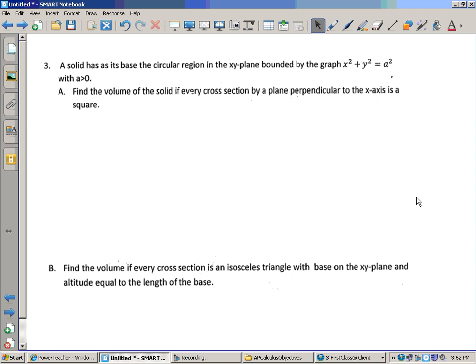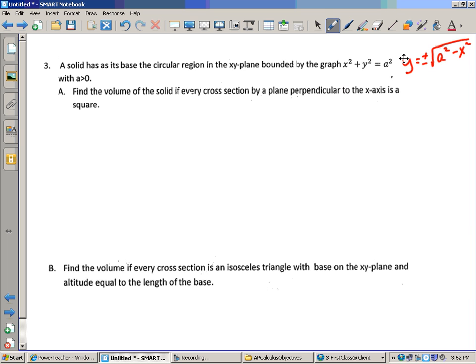Here's a look at a second cross-section volume problem. The solid has its base as a circular region in the xy plane, given by the equation x squared plus y squared equals a squared. The first thing I'll recognize is that x squared plus y squared equals a squared is a circle with a radius of a. So we know that y is going to equal plus or minus the square root of a squared minus x squared.